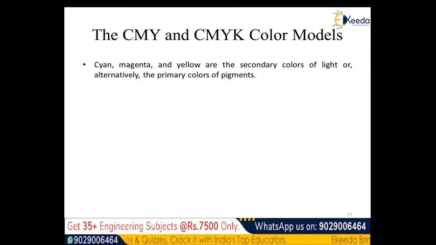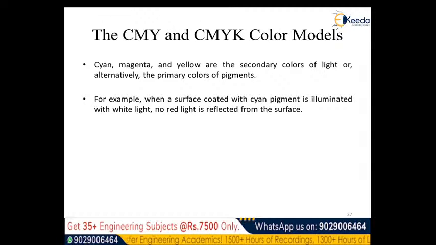Now more information with respect to CMY can be given with the help of one simple example. And what is the significance of CMY in image processing may also be one of the questions in your examination. So when we have a surface coated with cyan pigment that is illuminated with white light, there is no reflection of the red light component from that particular surface. So the conclusion we make is that cyan will subtract the red light from the reflected white light.